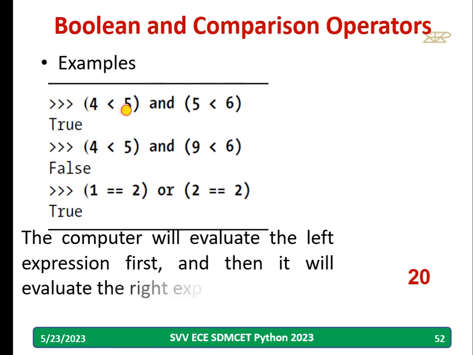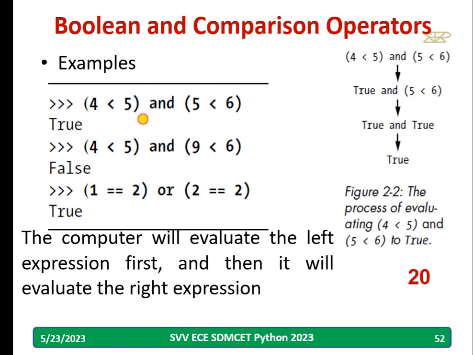Now I am writing 4 is less than 5 and 5 is less than 6. These two are true. True and true is true. How does it evaluate? 4 is less than 5, true, and 5 is less than 6, true. True and true is true. The computer will evaluate the left expression first and then it will evaluate the right expression.